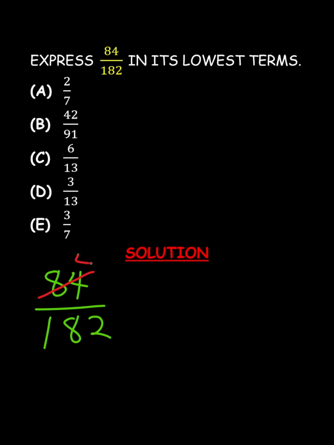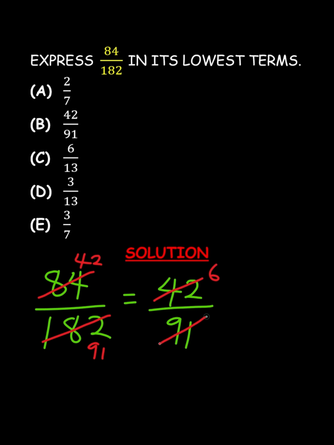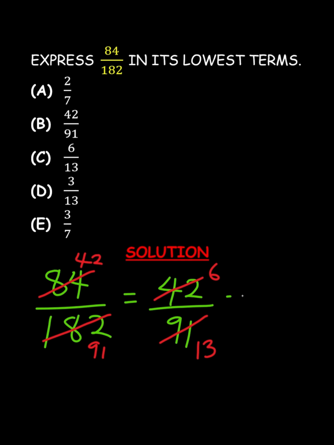84 divided by 2 is 42. 182 divided by 2 is 91. That equals 42 over 91. Simplifying further, divide also the numerator and denominator by 7. 42 divided by 7 is 6, and 91 divided by 7 is 13. That equals 6 over 13. The correct answer is C.